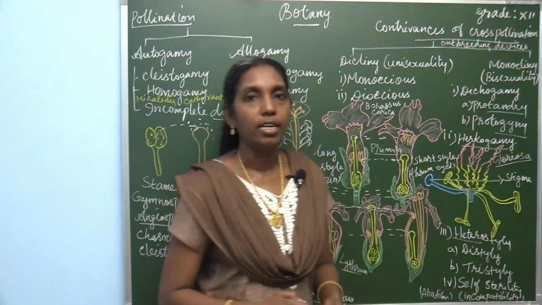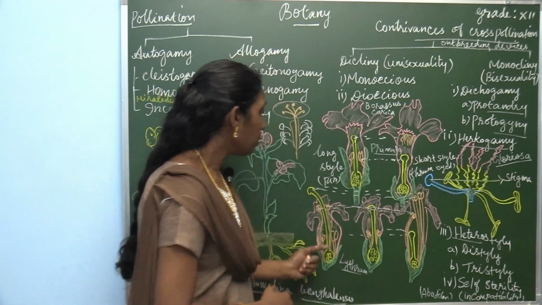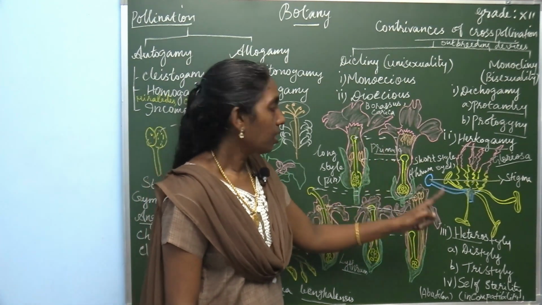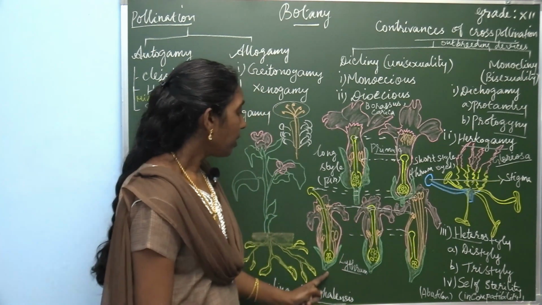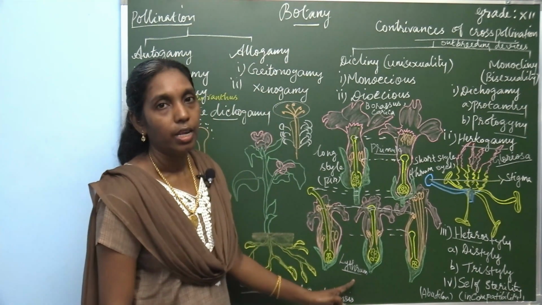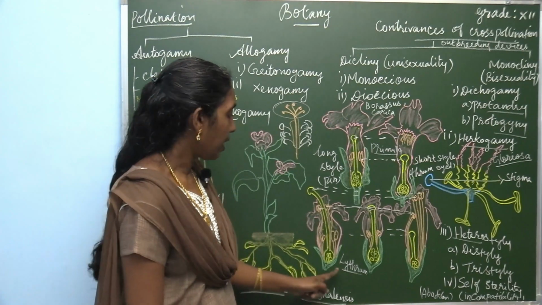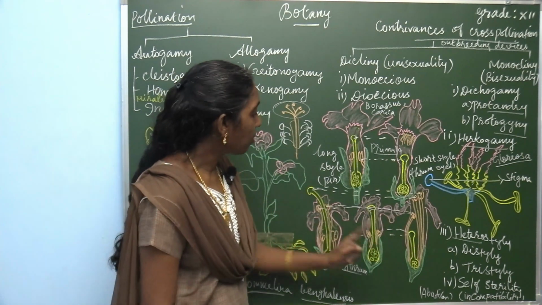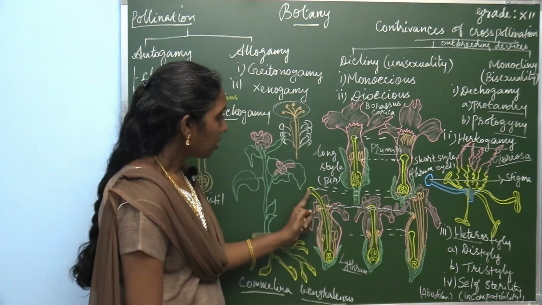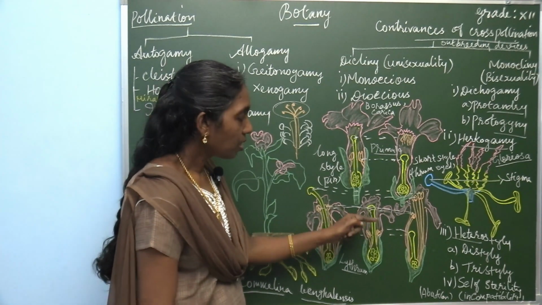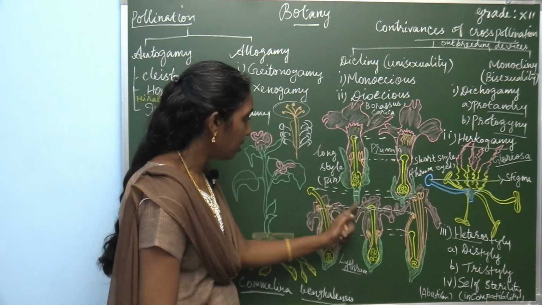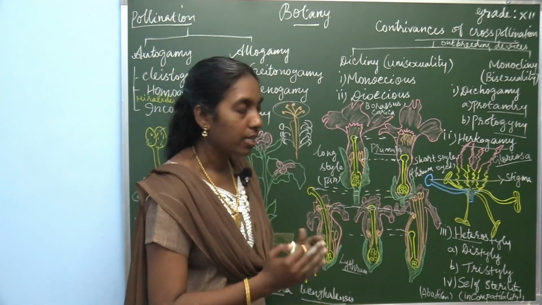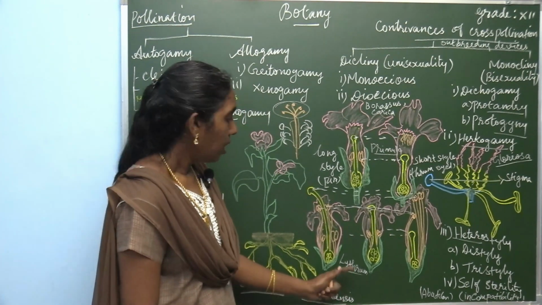Likewise, in tristyly, three different lengths of style are observed in the flower. An example of distyly is primula, and an example of tristyly is lythrum. Look at this: three different lengths of style. This is a very long style with stigma, this one is somewhat shorter, and here it is very short. Three different types of style are present in different flowers in lythrum.